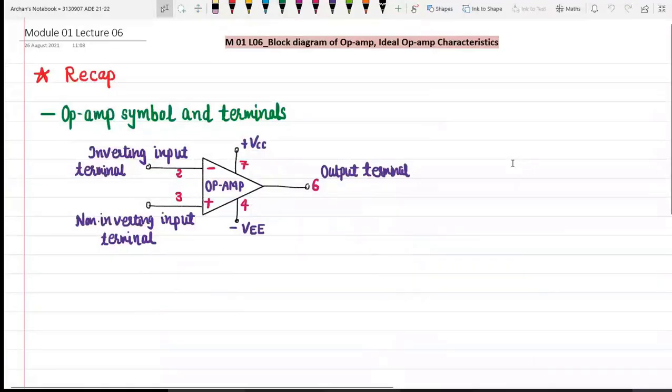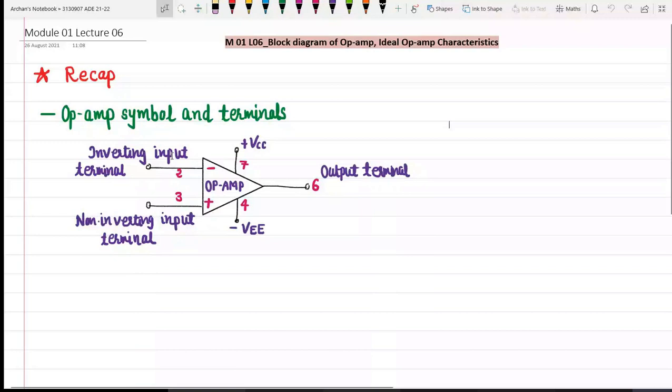Okay, so we have gone through some basics of differential amplifiers in the previous sessions, and we have seen a typical symbol used to represent this operational amplifier. Pin number 2 and pin number 3 of these ICs are the inverting input terminal and non-inverting input terminal. What do you mean by inverting input terminal? Whenever we provide a sinusoidal signal to pin number 2, the output we get at pin number 6 will be 180 degrees out of phase. This is the reason why this input terminal is known as inverting input.